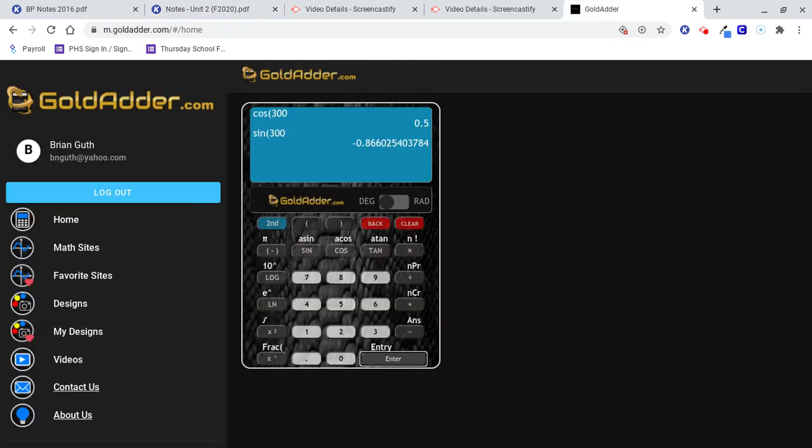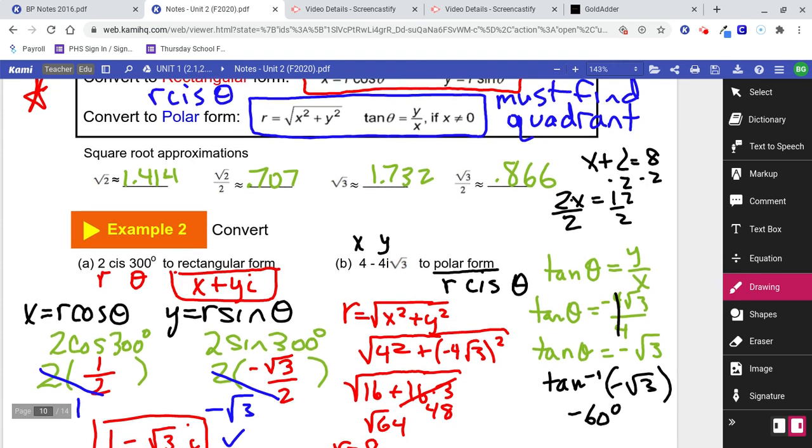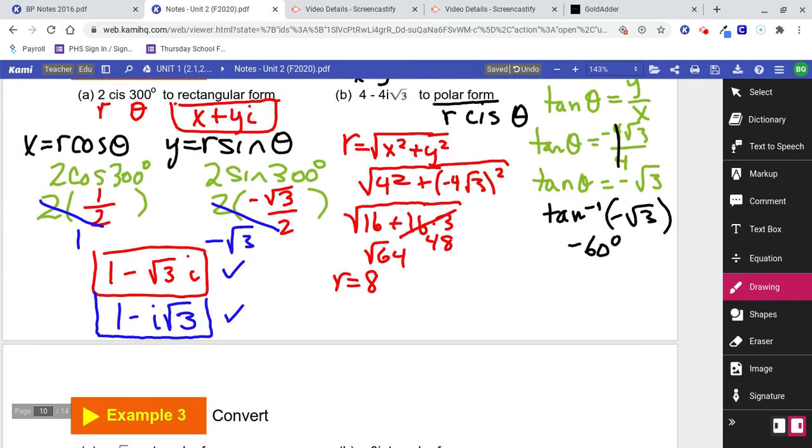You're going to have to hit the second button or the shift button. Inverse tangent of negative square root of 3. Your calculator will tell you negative 60. That's not the answer. That's not the whole story. Remember up here, it says must find the quadrant. Okay? And this is going to be important. Negative 60 is part of the story. But we've got to think about what quadrant we're in for this vector.